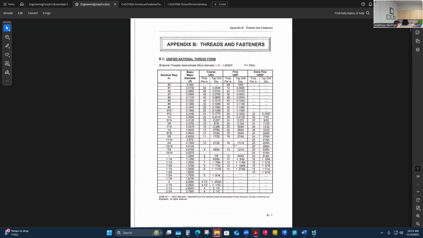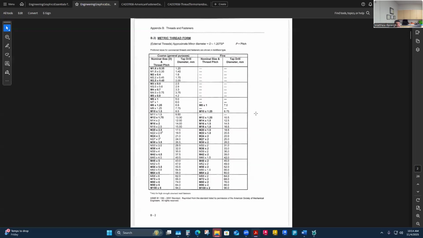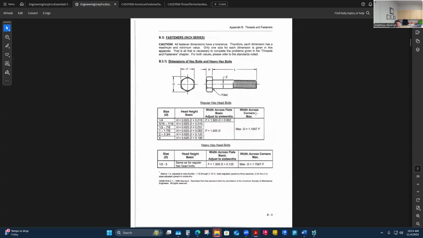I'll look for the imagery that goes with that type of fastener. So this is a hex head bolt, so I'm going to look for the images that have a hex head bolt. Let me scroll down here a little bit. These two, I don't need right now. It's actually the third page down where a hex head bolt shows up.